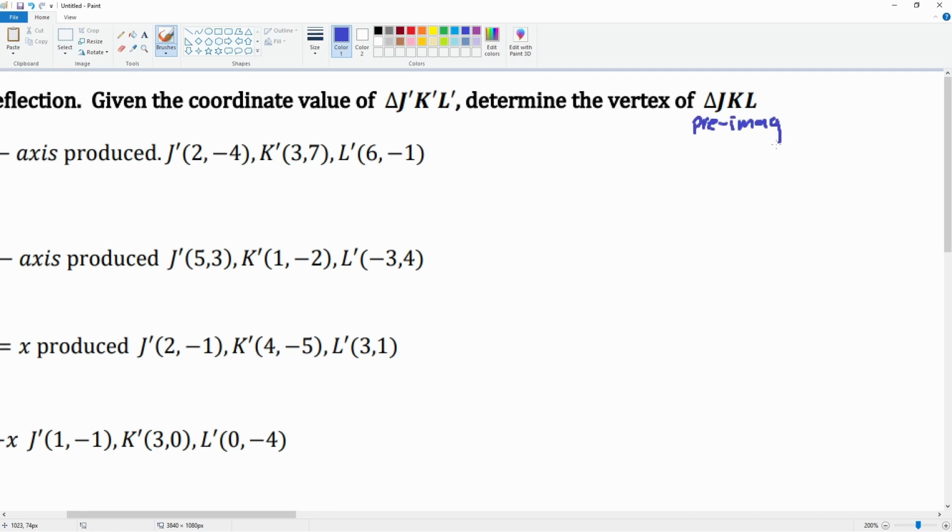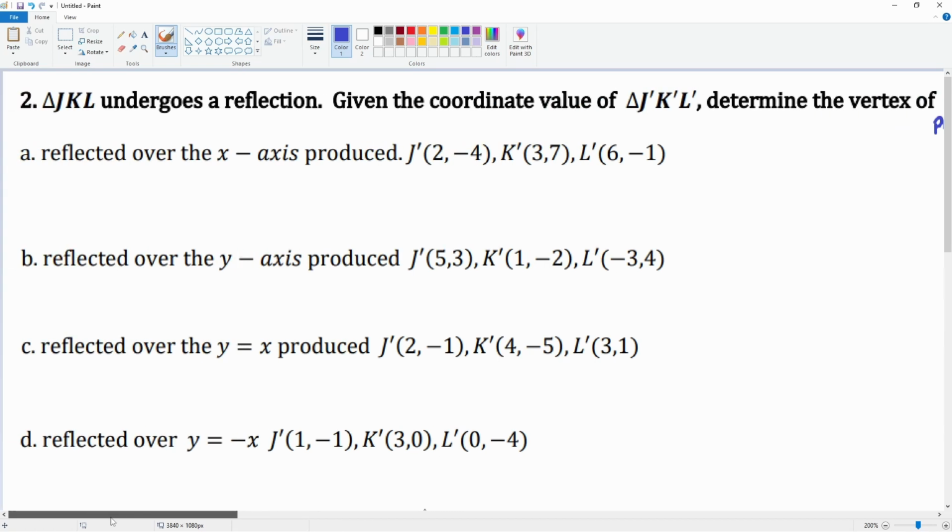Okay, so let's take a look at number 1. The rule of this is a reflection over the x-axis. The reflection over the x-axis, we know that the point x comma y is going to go to x comma negative y, so that the y changes value. So it goes from a y to a negative y. Okay? So what we have here is the J prime point.